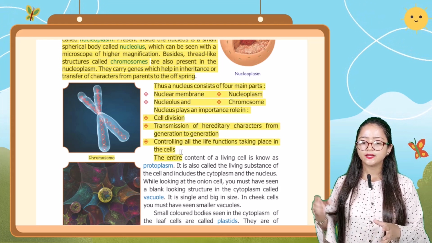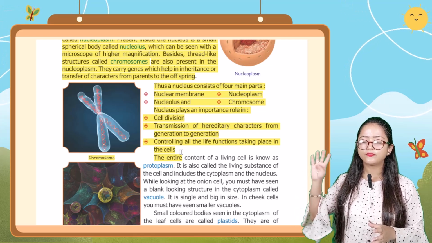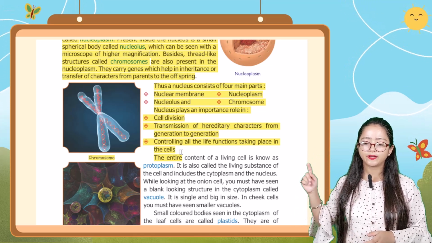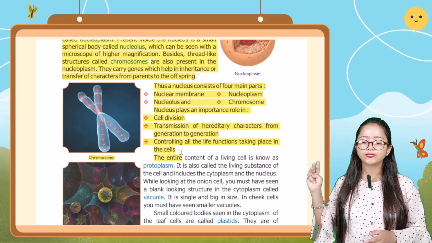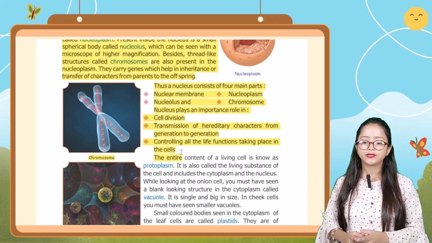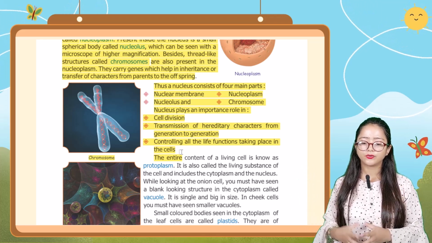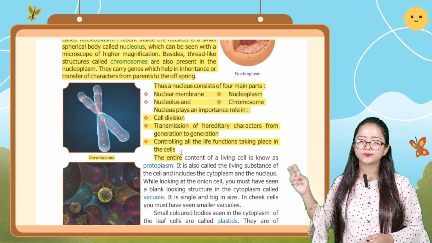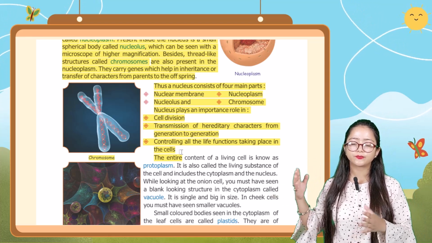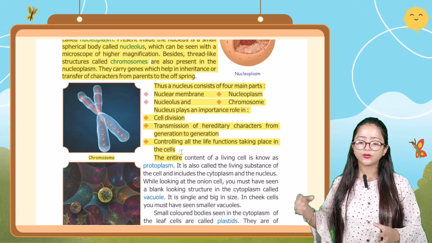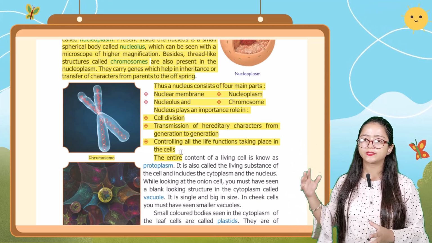Thus a nucleus consists of four main parts: nuclear membrane, nucleoplasm, nucleolus, and chromosome. Nucleus plays an important role in cell division, transmission of hereditary characters from generation to generation, controlling all the life functions taking place in the cells.